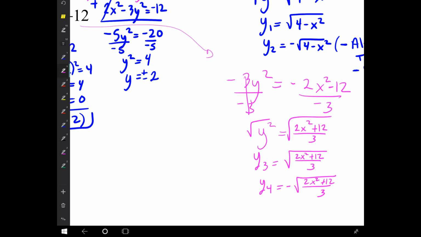So I'm going to plug this in. I'm going to do the square root of, I'll make a fraction, 2x squared plus 12, divided by 3. And then for y4, I can just take the opposite.